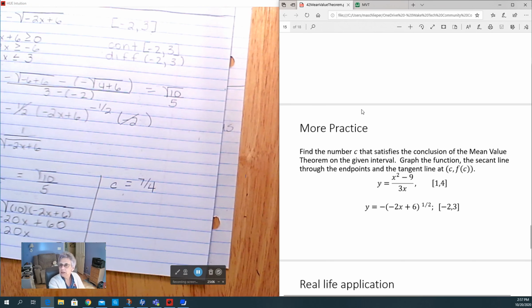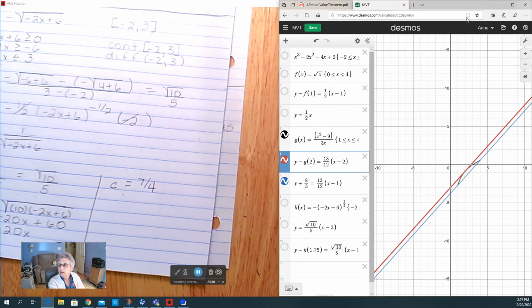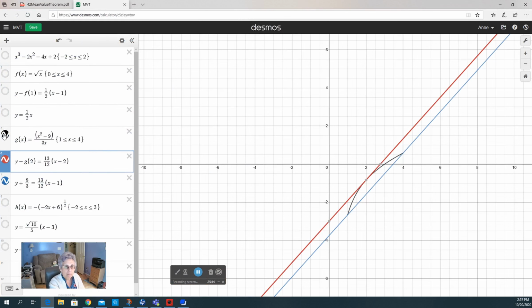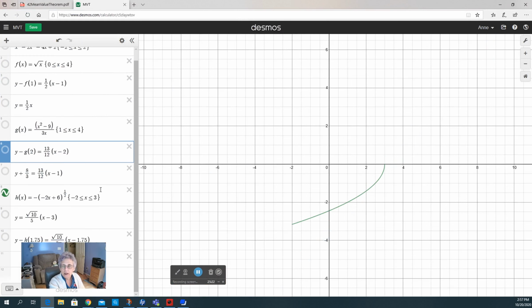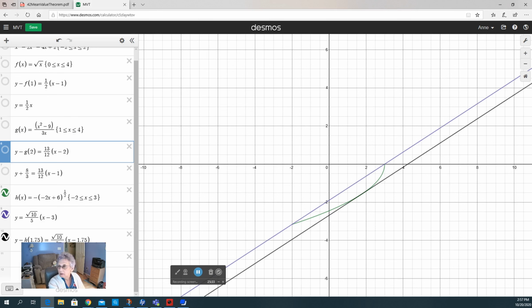So we're supposed to graph the function, the secant line through the endpoints and the tangent line. And handily enough, I did that already. Get rid of the old one. Here's my function from negative 2 to 3. There is my secant line, and here is my tangent line. And you can see that it goes through the point 1.75, which is 7 over 4, and negative 1.581. I didn't plug it in. It was not a pretty number, not a nice friendly whole number. Okay, a couple of good examples of the mean value theorem.